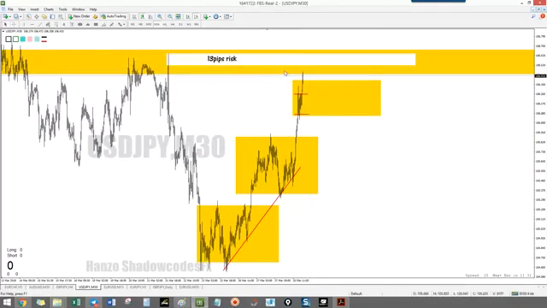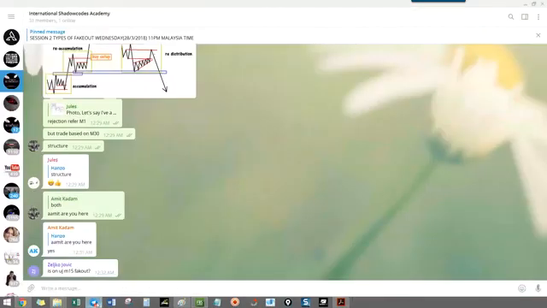But if you want to be safe, when you touch here, just make sure it does the structure breaker. Okay, after it does the structure breaker, you can enter at the QM or the first key level, the fake out level here. Okay. So already answered. Is there any other thing?